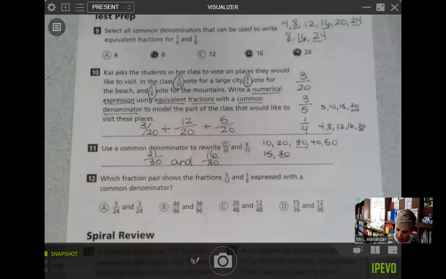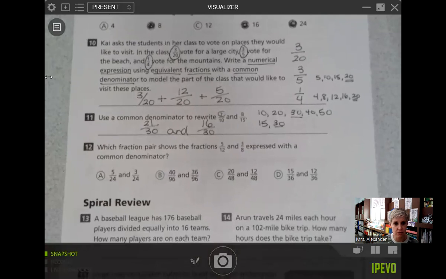All right. And what fraction pair shows the fraction 5/12 and 3/8 expressed with a common denominator? Is there going to be more than one here? Let me check. There might be. Nope, just one good answer.